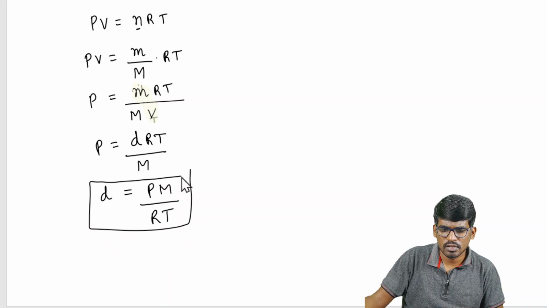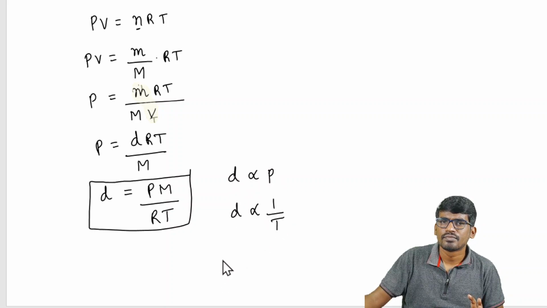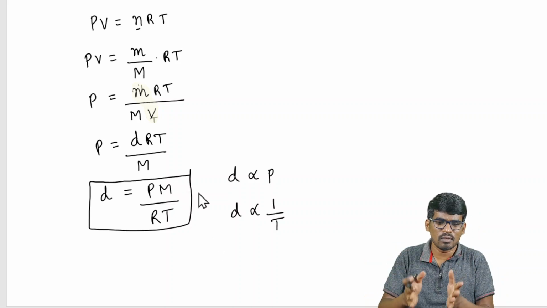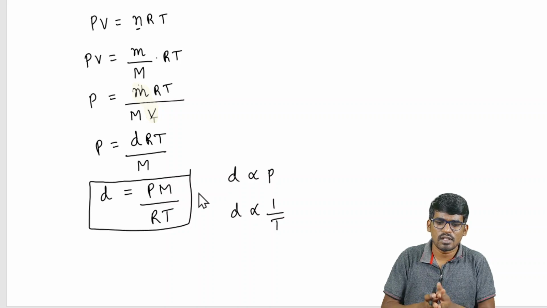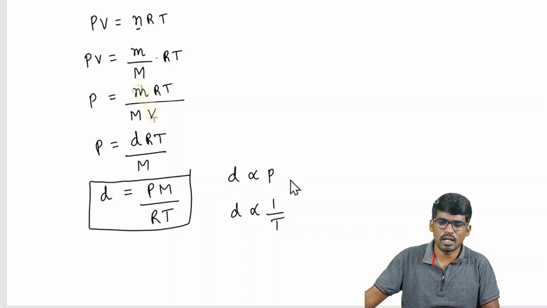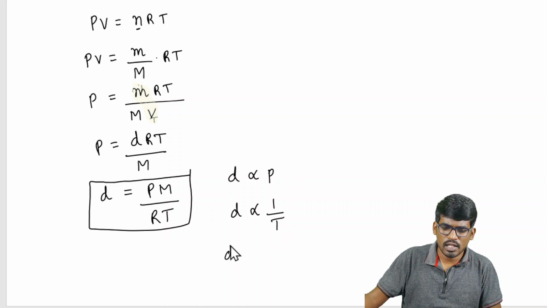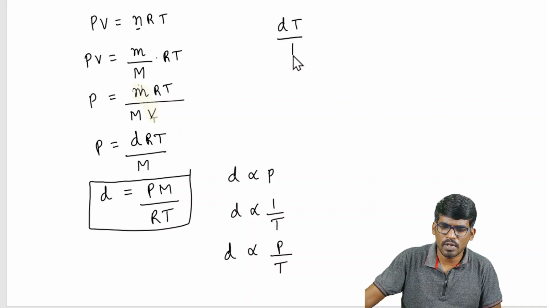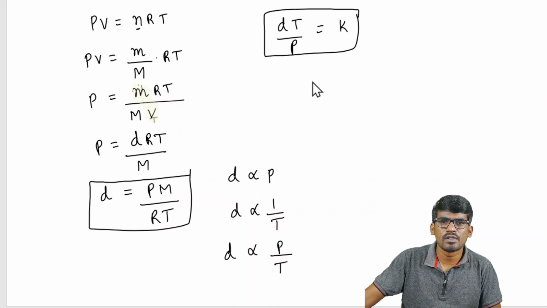PM = dRT. From this relation, you can understand density is directly proportional to pressure and inversely proportional to the temperature. Got it? Because molar mass of a gas is constant. For a particular gas, molar mass is constant, whereas R is constant, and d is proportional to P and inversely proportional to T. That is, I can take it as d is proportional to P upon T, or else I can take dT upon P is equal to a constant.